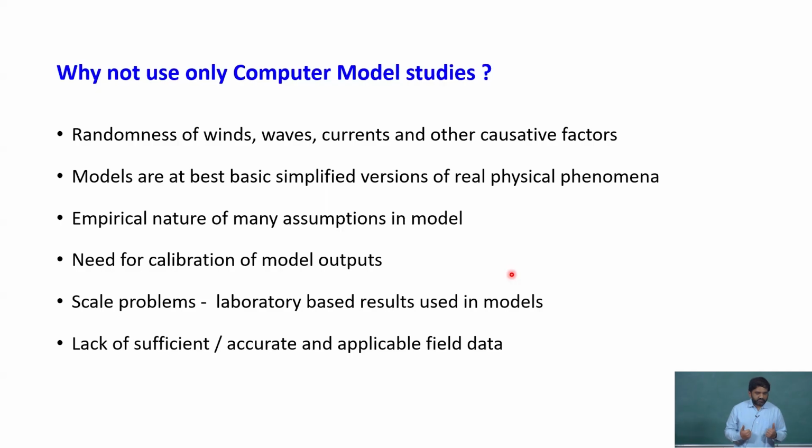See, one of the main reasons why we tend to always go back to field measurements is that most of these things are very random in nature. The wind, the wave, the current, and all the causative factors, they are not like clockwork. You cannot just stand and say that this is what will happen to eternity. We are not able to give that assurance. So that means what you model might not always be what you want to get at the field.